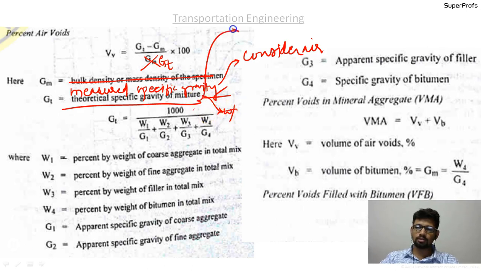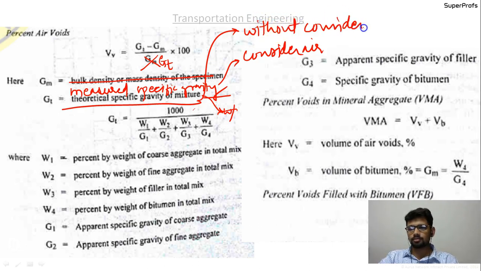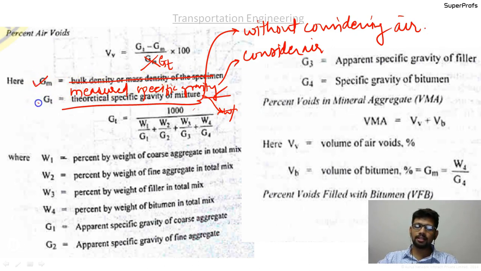How do I write? GT is without considering the air gaps or the air voids. If you know these two values, GM and GT, we can find out the percentage air voids using this formula. So how to calculate the GT and the GM values?